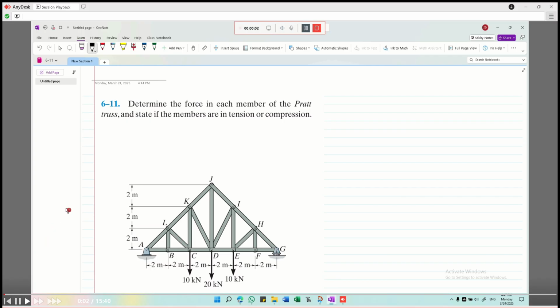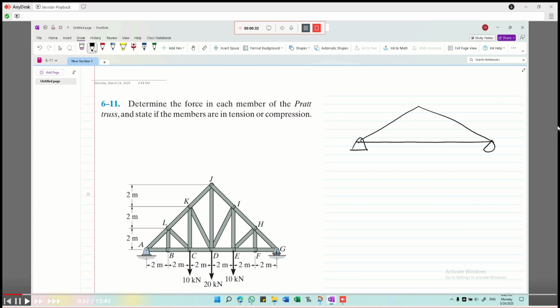Drawing the free body diagram. We will remove the zero force members that are LB and LC.